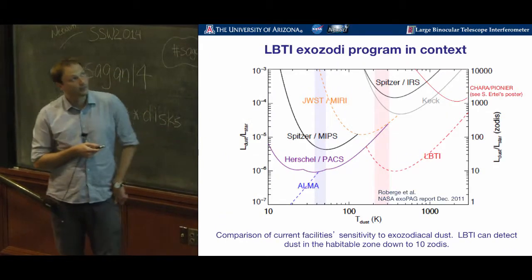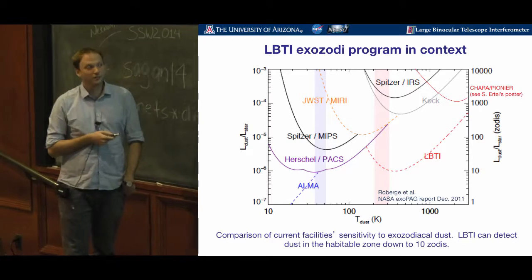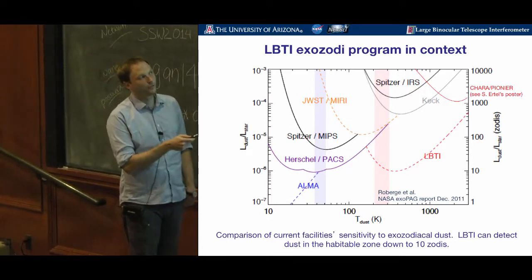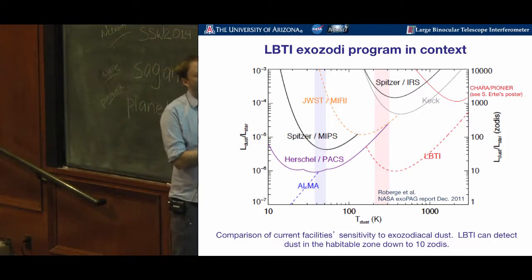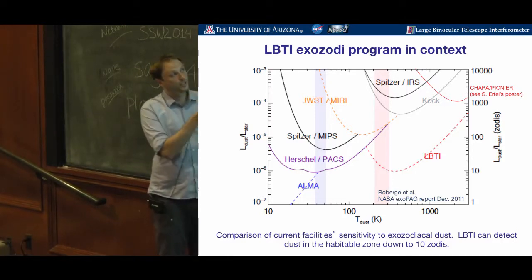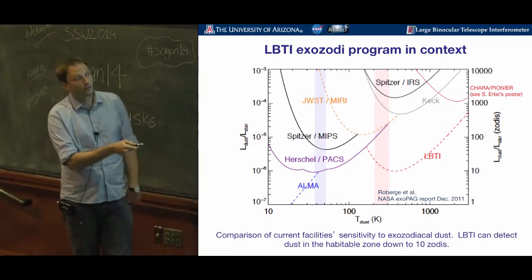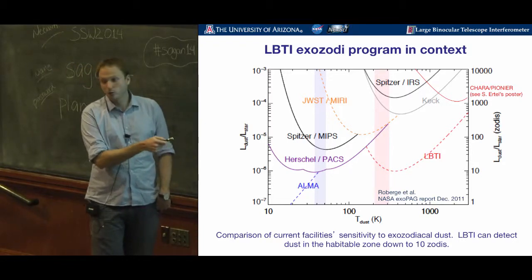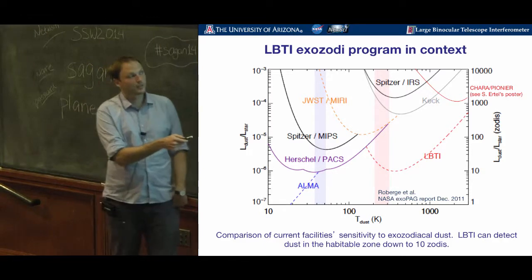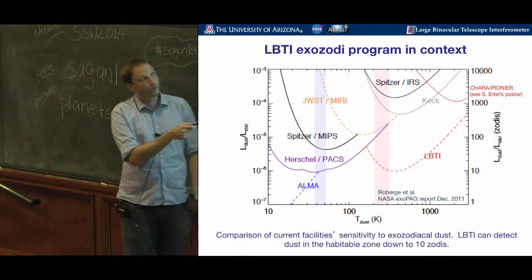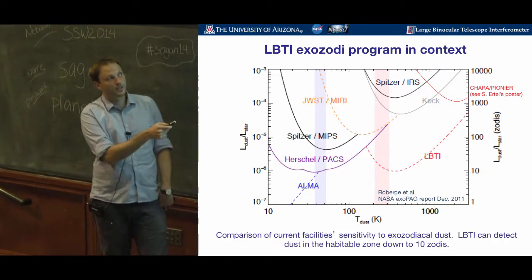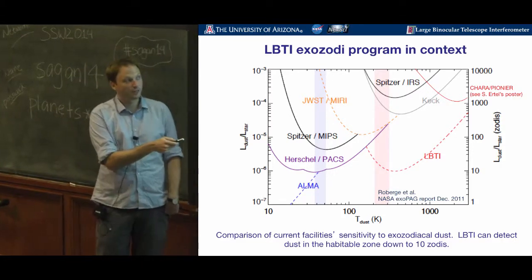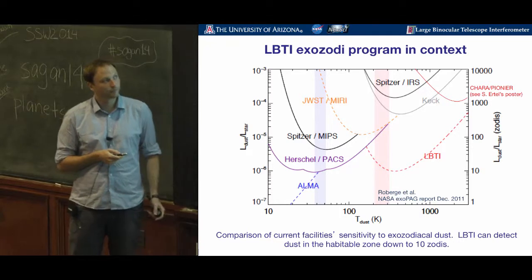So this is the exozodi in context. You can see here detection limits for the different instruments, with temperature on the x-axis and the luminosity, or the zodi level, on the y-axis. You can see the LBTI. The goal of the LBTI is to fill this parameter space here. So we want to improve on the performance of Spitzer and Keck and go down to 10 zodi per object. This is the goal.